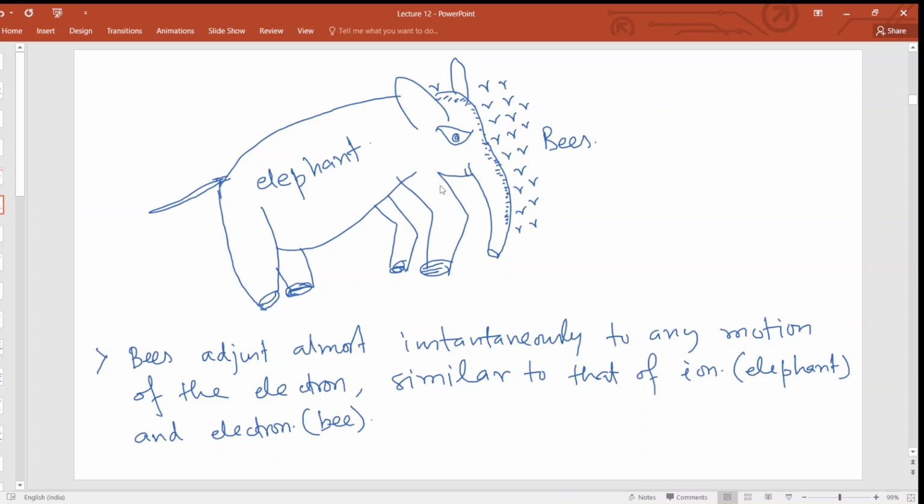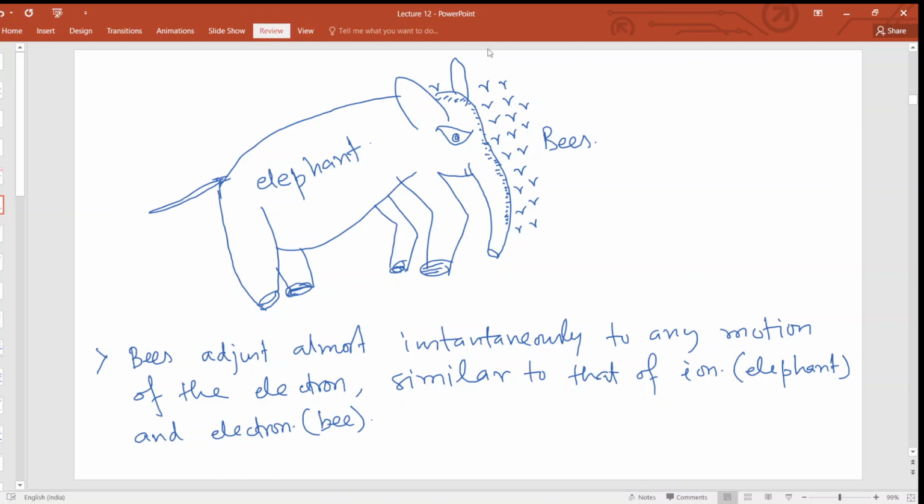Now this elephant is moving and the bees are also moving. But since the elephant is much heavier compared to the bees, it will move much more slowly compared to the bees.